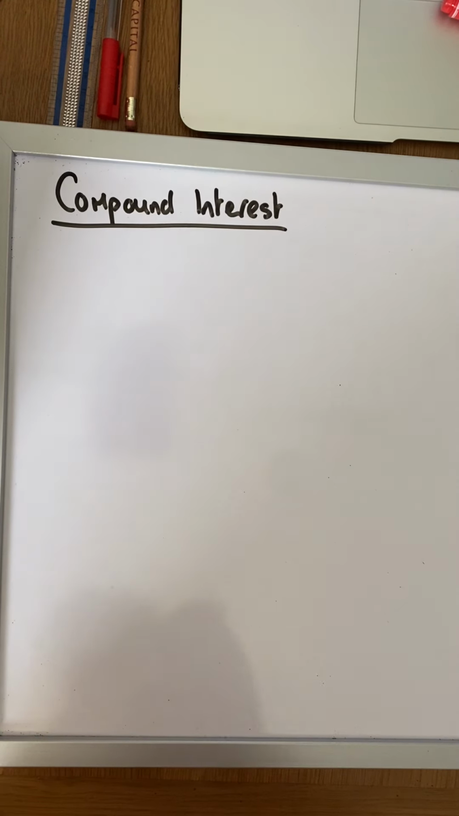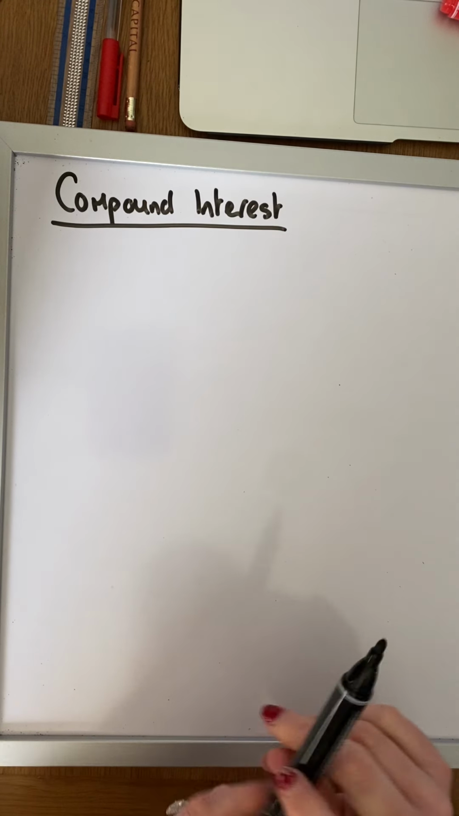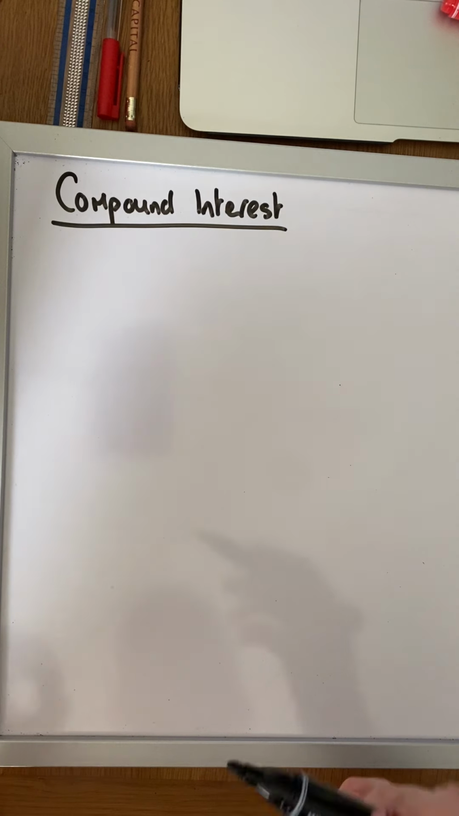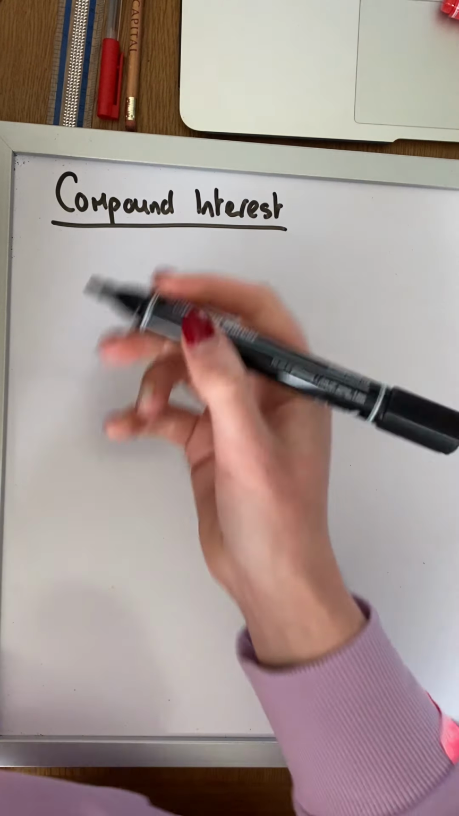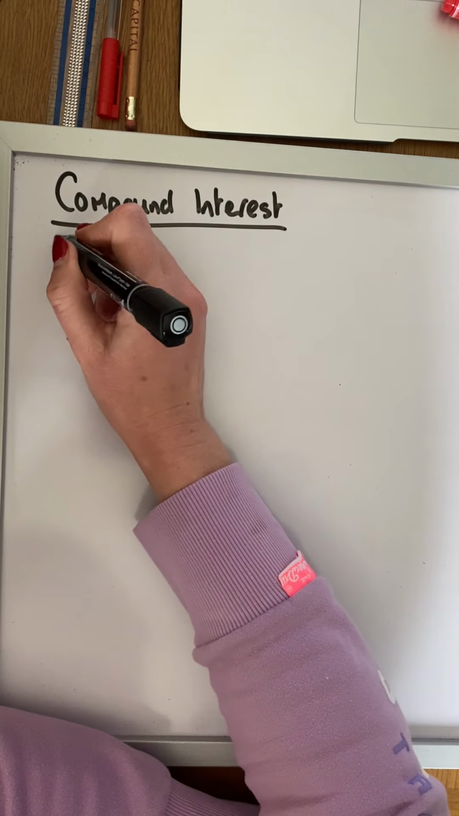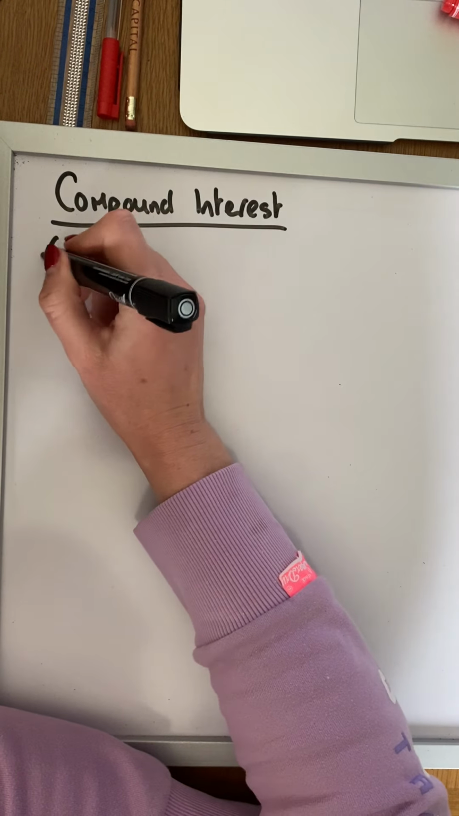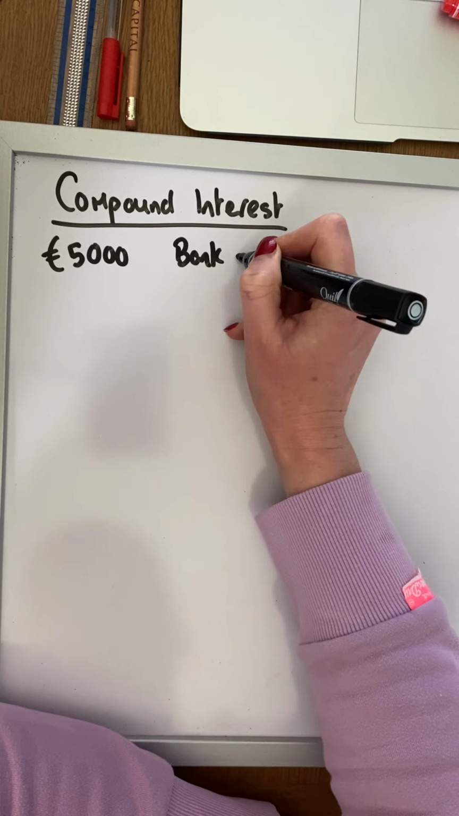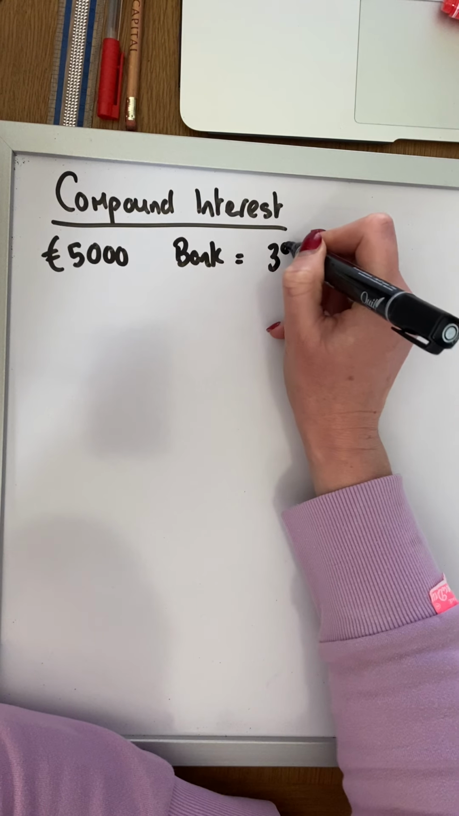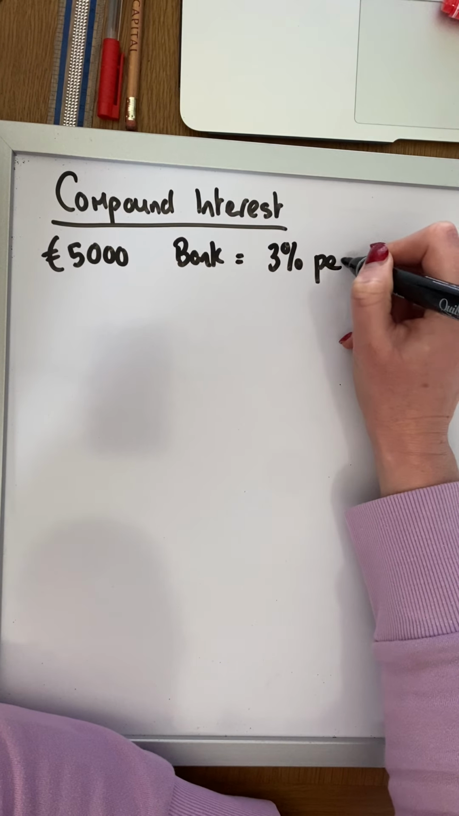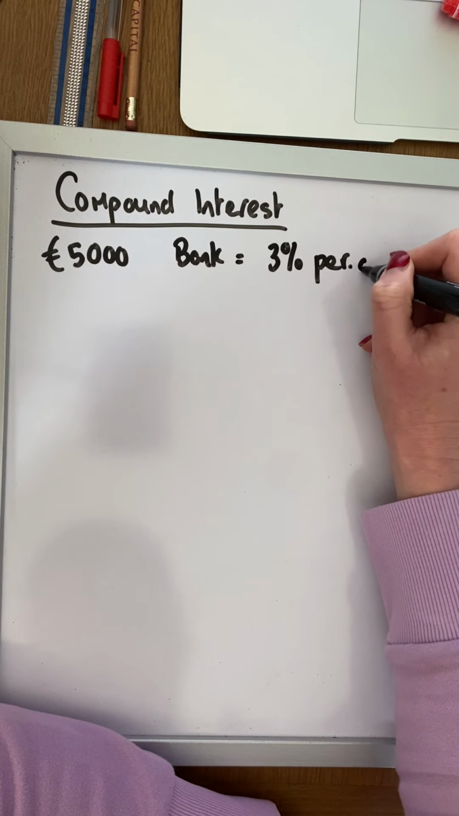Okay, in this video we're going to look at how compound interest works. So basically when we are looking at saving money, say for example we have a lump sum of €5,000 that we're going to save, and the bank tells us that they're going to give us interest of 3% per annum. Per annum means per year.